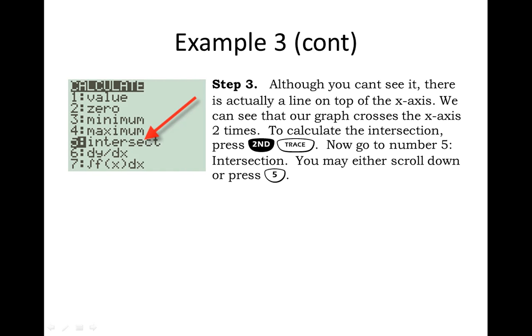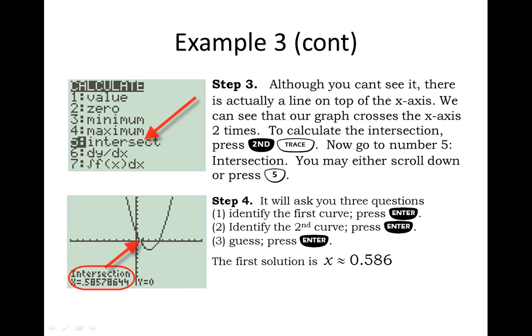So we're going to press second trace to access the calculate menu. Select number 5. It's going to ask you 3 questions. Identify the first curve, press enter. Identify the second curve, press enter, and then guess, press enter. So this first point of intersection, just press enter 3 times, you get about 0.586. So these little squigglies mean about. It means there's some rounding going on there.